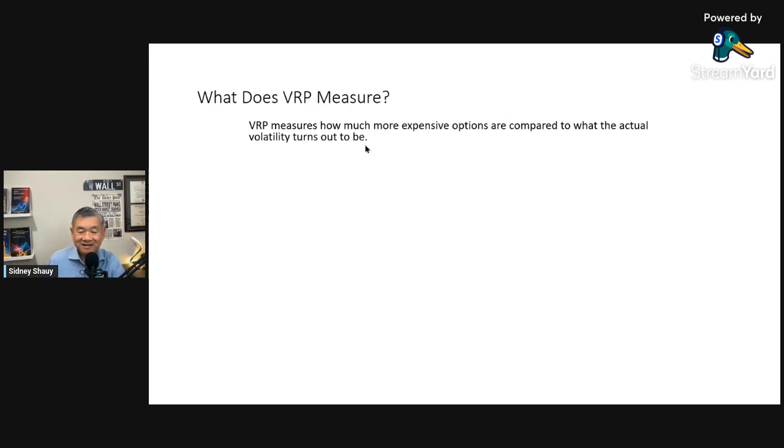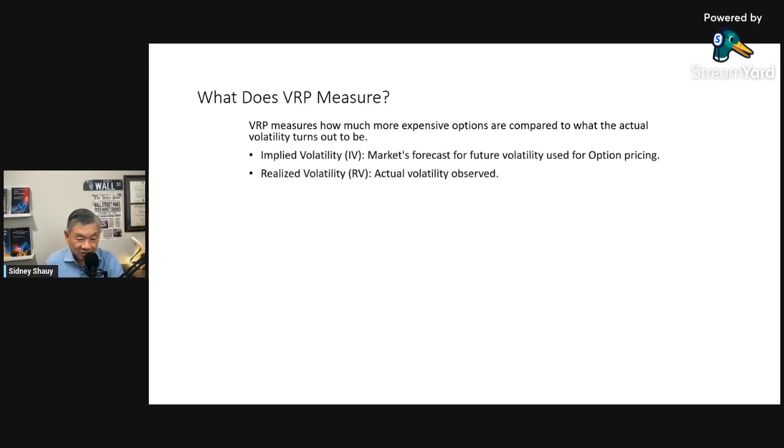Because they're pricing above what the real volatility is. Okay. So again, the implied volatility or IV is the market forecast for future volatility used for option pricing, right? And the realized volatility, RV, is the actual volatility that's observed in the market that you can measure. Okay, so the VRP equals the implied volatility minus the realized volatility.